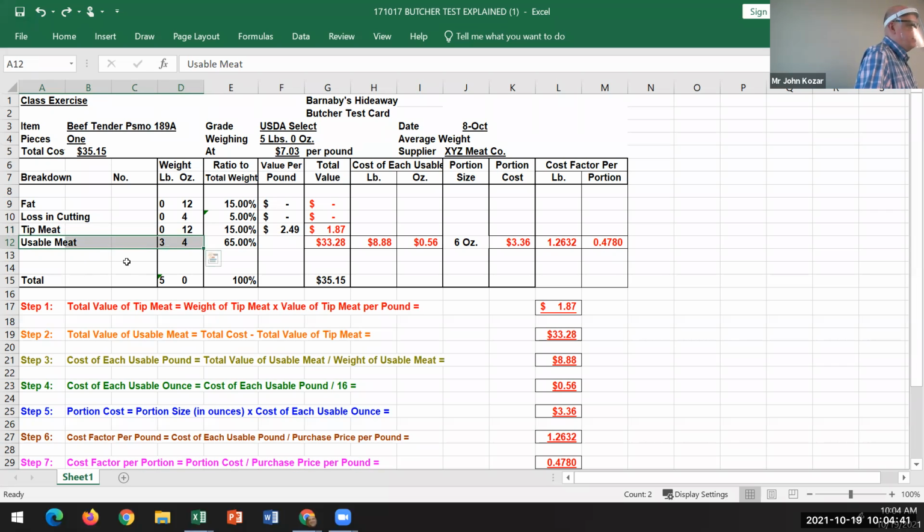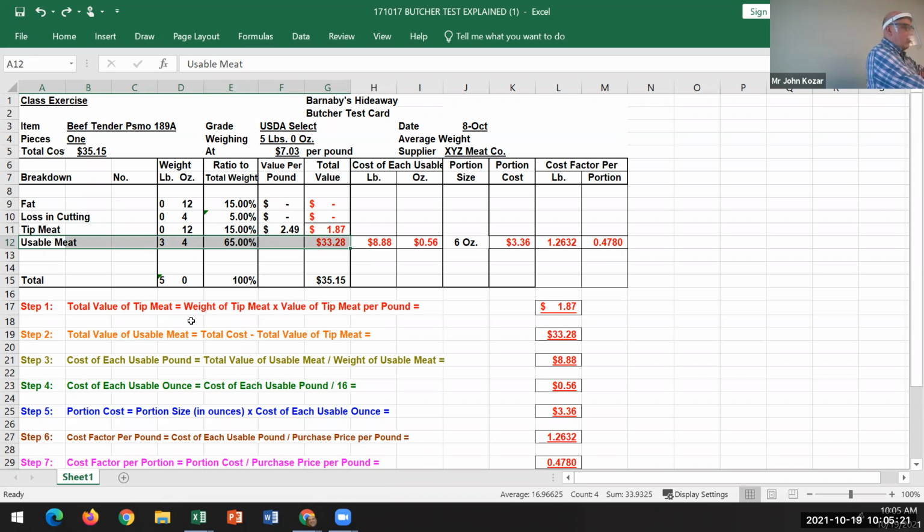So what we're going to do is take this original cost of $35 and deduct anything that was worth anything here. In this case, it's just the tip meat, and it's worth $2.49 a pound to us. Multiply that by the 12 ounces, and it comes out to $1.87. We deduct that off of the purchase price, and that means that for our usable meat, 3 pounds, 4 ounces, our actual cost is $33.